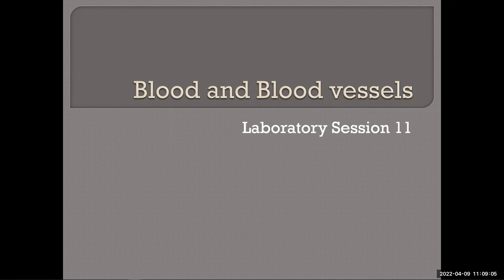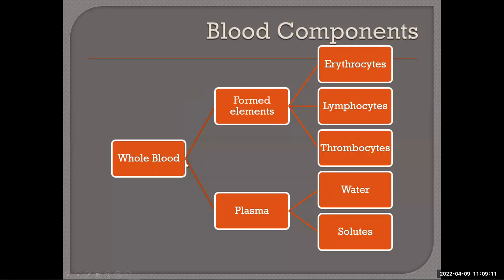Okay, so let's now get on to the whole notion of blood and blood vessels. We have whole blood, and whole blood consists of both formed elements and plasma. The formed elements consist of erythrocytes, which are the red blood cells, leukocytes, the white blood cells, and then thrombocytes, which are very important in terms of clotting. The plasma consists of water and solutes.